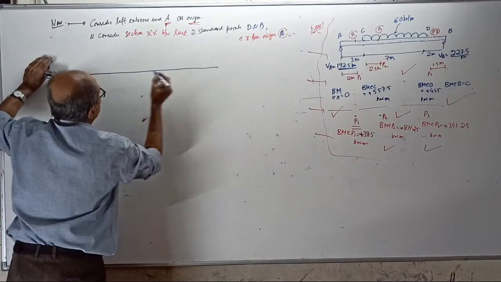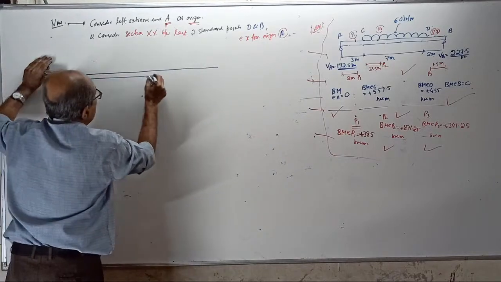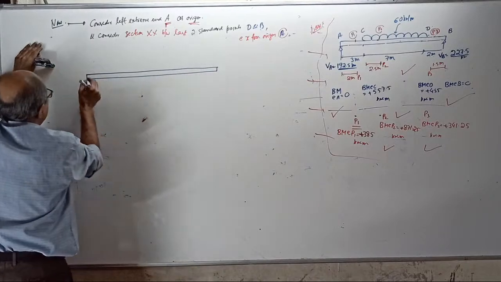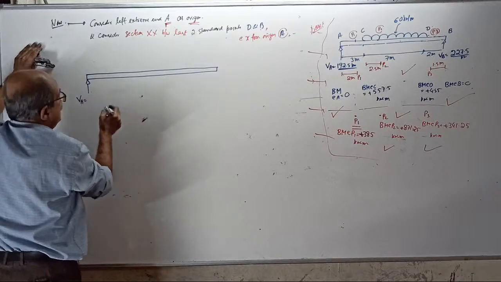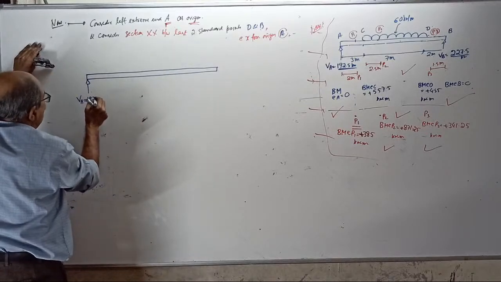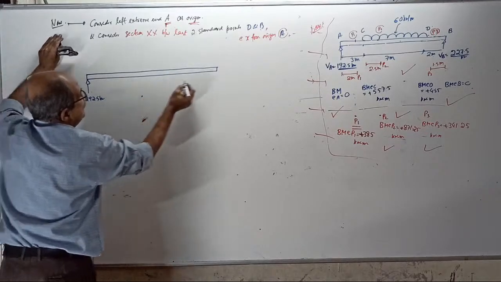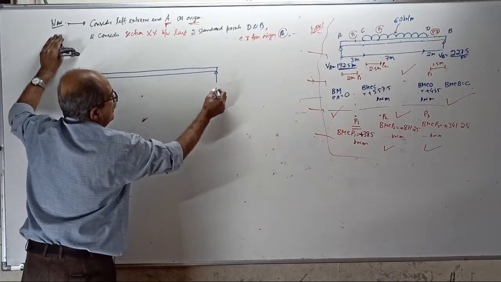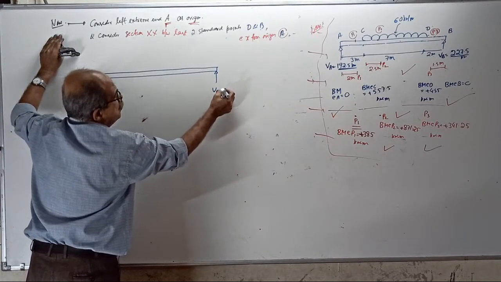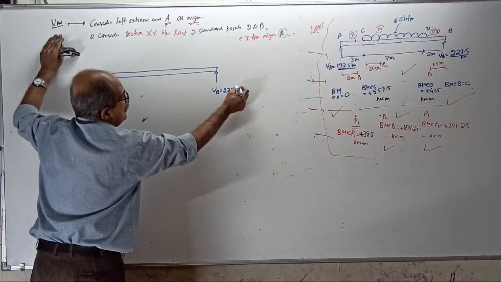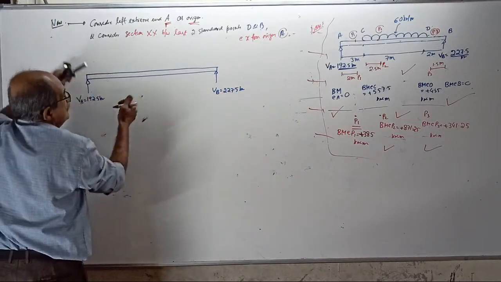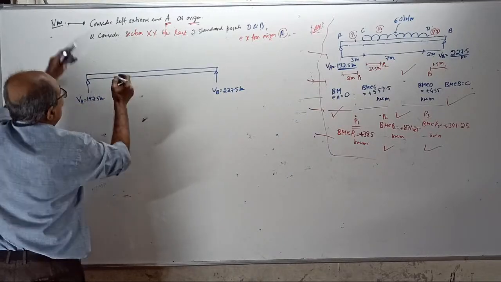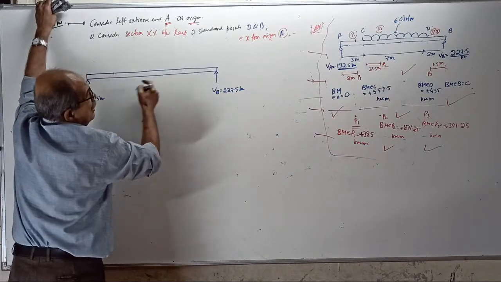Any color will do. Once you understand thoroughly, then there is nothing here. This is reaction VA equal to 192.5 kilonewton. This is reaction VB equal to 227.5 kilonewton. Then there is a, see, now you should stick to the Macaulays method. 3 meter, don't write dimensions here.